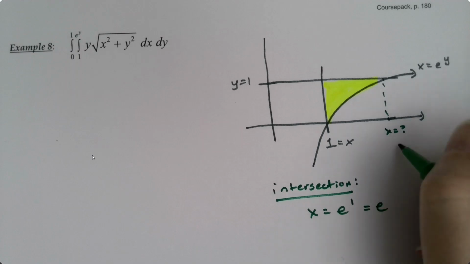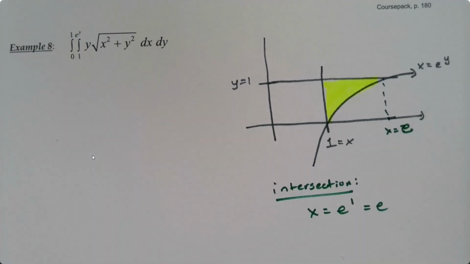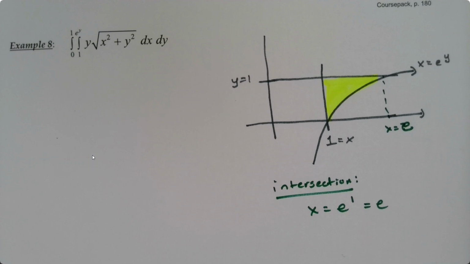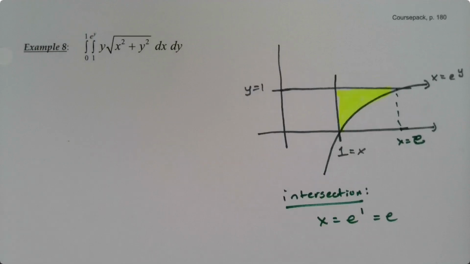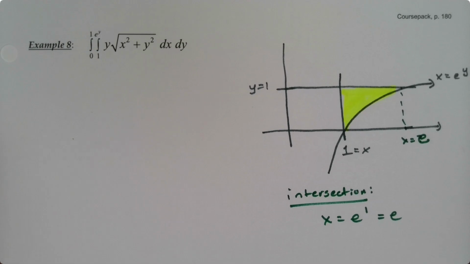So that's e right there. All right, lovely. So now let's look at our limits of integration. It was currently written as dx dy, but we want to switch it to dy dx.